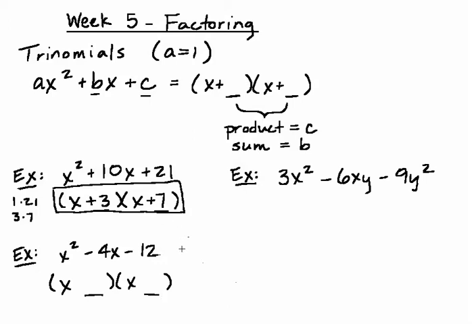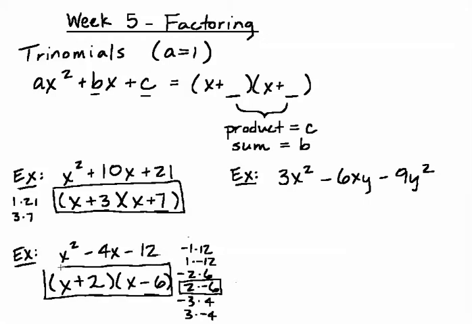Now your possibilities: negative 1 and 12, or you can say 1 and negative 12. Negative 2 and 6, or 2 and negative 6. Negative 3 and 4, or 3 and negative 4. You want to list out all your possibilities, and then which one would add to equal negative 4. That would be 2 plus a negative 6. So those are your two numbers that you're putting in the parentheses, a positive 2 and a minus 6.